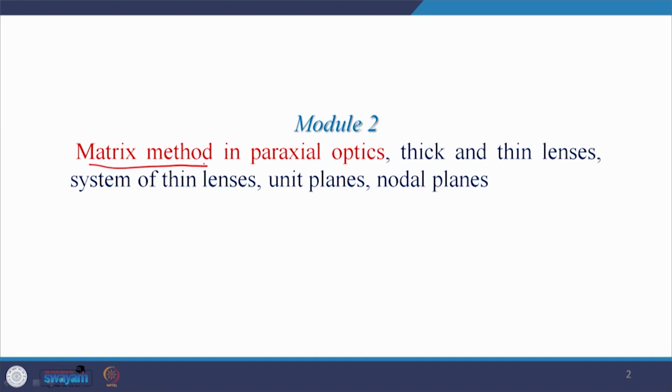We were in module 1 and we talked about reflection and refraction, and while talking about refraction and reflection, we considered two types of interfaces, which are straight interfaces and spherical interfaces. We not only considered single spherical interfaces, but we also talked about double interfaces, wherein we covered refraction through a thin lens.